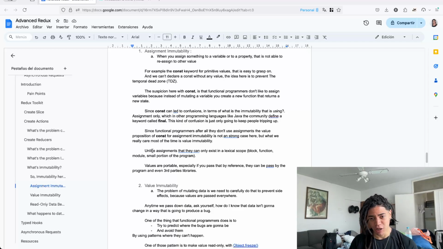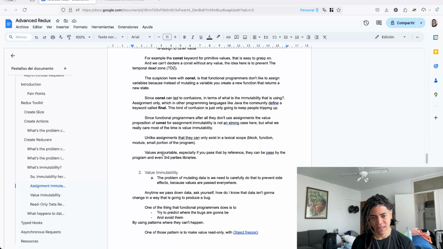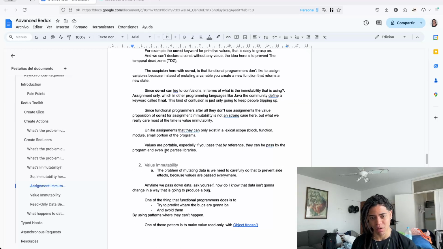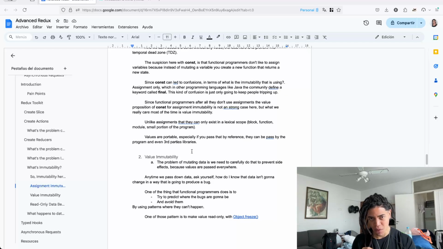Values are portable, especially if you pass them by reference. So they can be in any part of the program and even in third-party libraries. I think that's where the problem of mutating data is focused and what we really care about. So anytime we pass down data as a reference, you need to ask yourself: how do I know that passing down that data isn't going to change in a way that produces a bug?